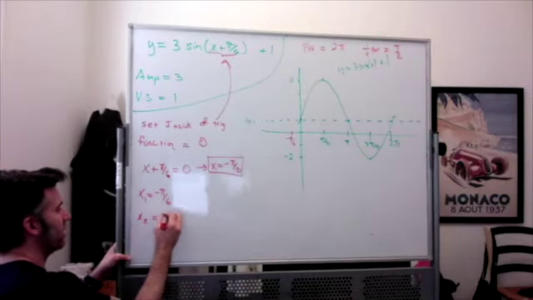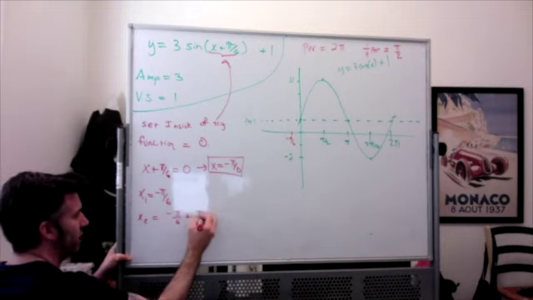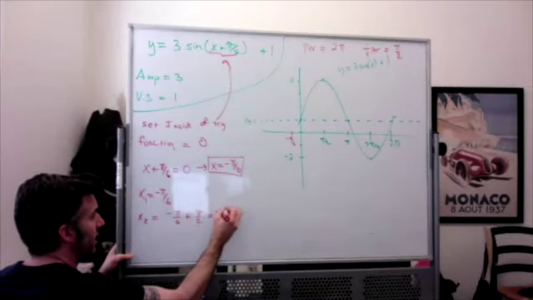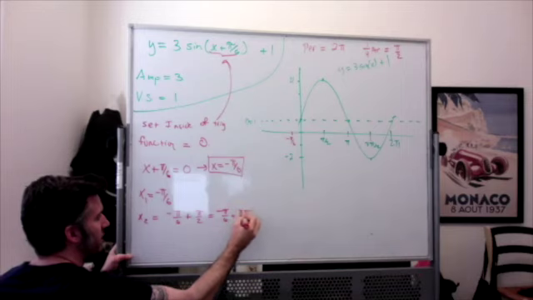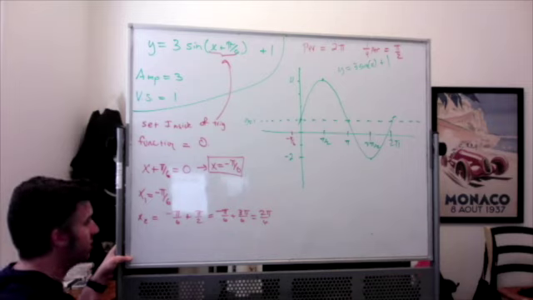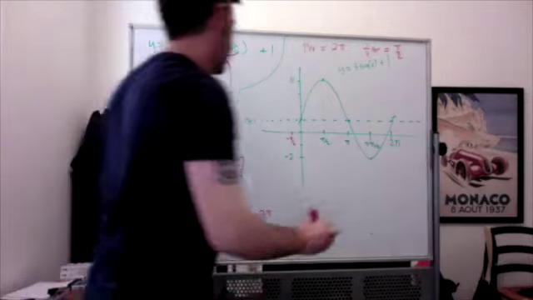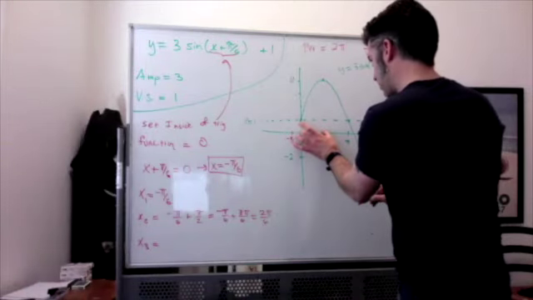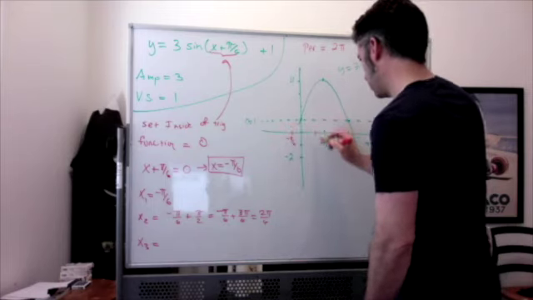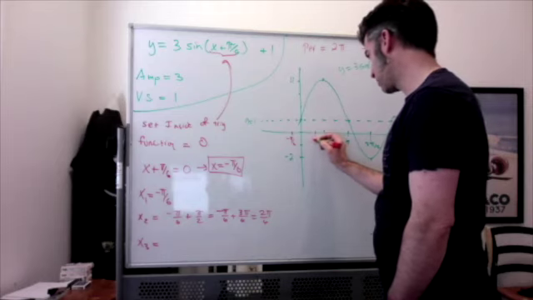My second point is going to be negative pi over 6 plus 1/4 of the period, which is pi over 2. To add those fractions together, I need a common denominator. That's negative pi over 6 plus 3 pi over 6, which is 2 pi over 6. I could reduce that, but I'm not going to. My next point is going to be, so let me actually graph it. So there's my new x2, there's my 2 pi over 6.